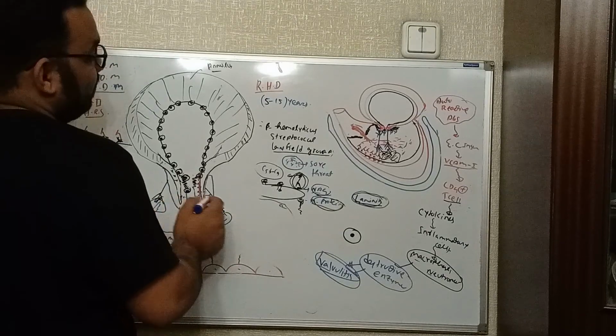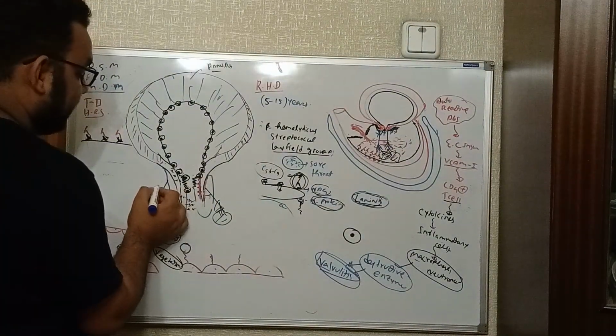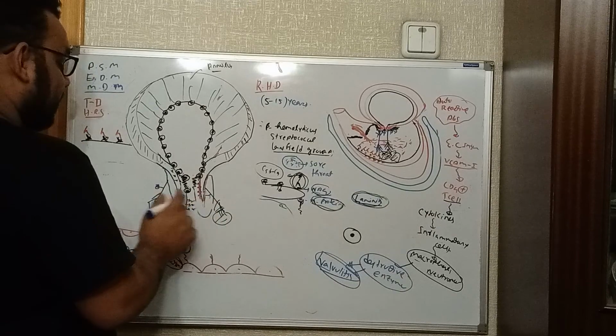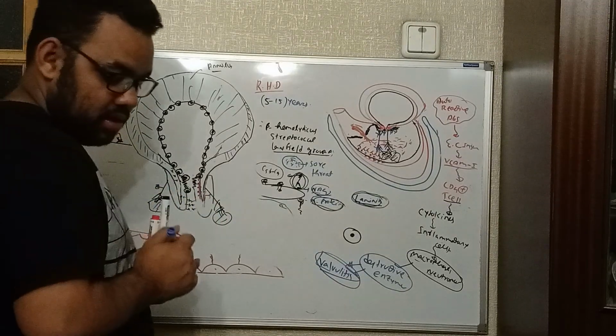Now when the endocardium is injured, the immune complex can also attack over here. So this part will also be inflamed. So we can see inflammation of the chordae tendineae along with the papillary muscles. Okay, you can see it also over here.